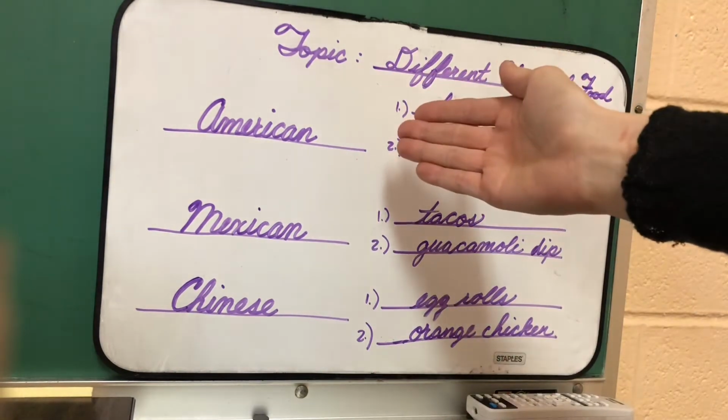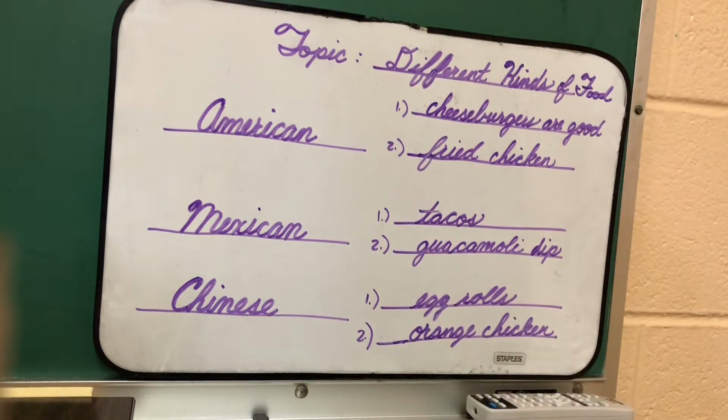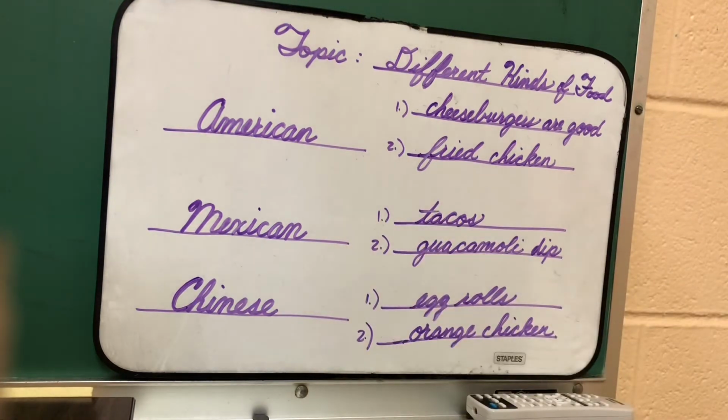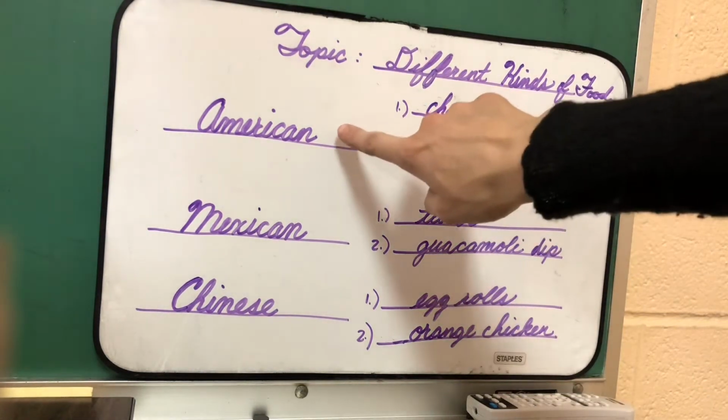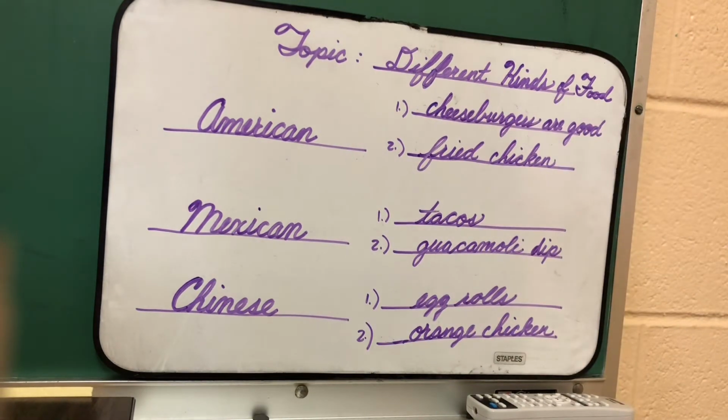I have American food, Mexican food, and Chinese. These are some of my favorites. So on your worksheet, you also want to include American, Mexican, and Chinese as your ideas, 3 ideas. Next, each idea has 2 spaces for you to write some details about your idea. Here is where you can get creative.